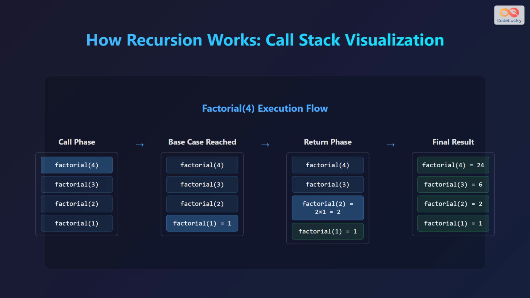Then we enter the return phase. First, factorial of 1 returns 1. Then factorial of 2 calculates 2 times 1, which is 2, and returns 2. Then factorial of 3 calculates 3 times 2, which is 6, and returns 6. Finally, factorial of 4 calculates 4 times 6, which is 24, and returns 24. So, the final result of factorial of 4 is 24. Thus, recursion works by repeatedly calling itself until a base case is reached and solved, after which results are returned to each function call in the call stack, till the original function returns the final result.